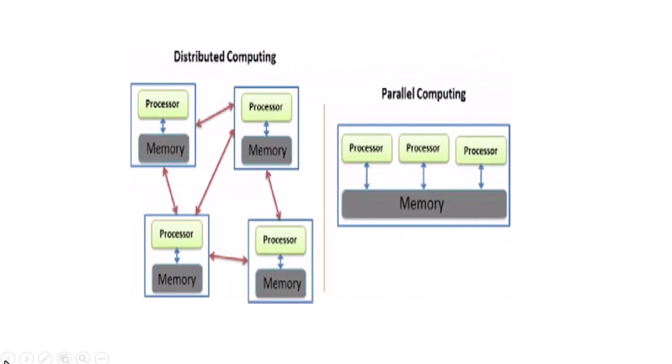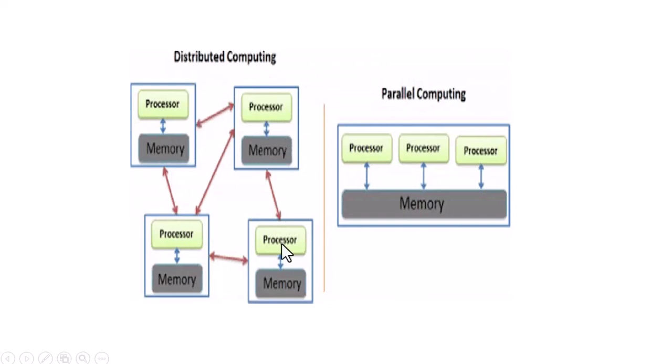Look at this diagram. On the left side we have a general distributed computing example, and on the right we have a parallel computing example. In distributed computing we have four different computers: computer 1, 2, 3, 4. Each computer has a processor, which can be parallel processors or one processor with dedicated memory. On the other side, parallel computing has one computer with multiple processors.